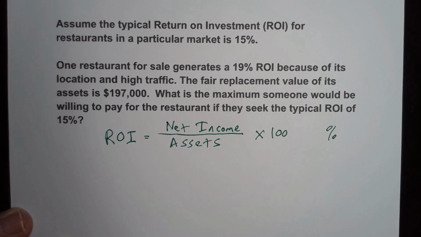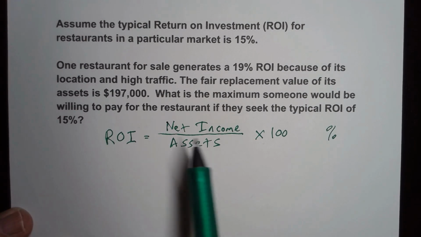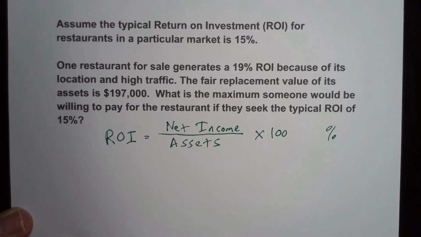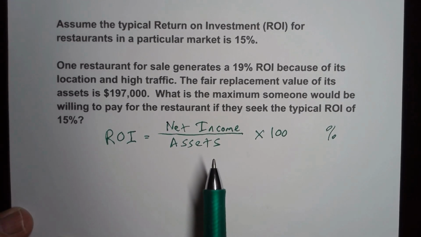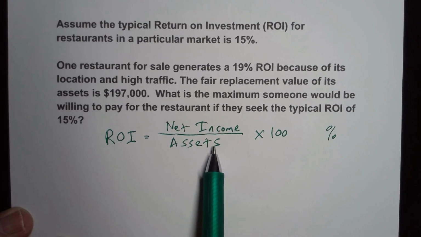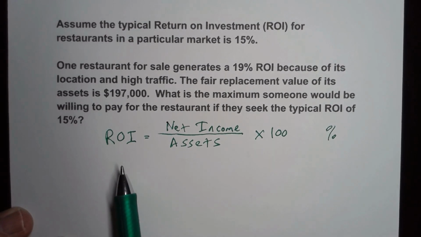If you think about putting your money in the bank, what percentage are you earning on it? If you're borrowing money, what percentage are you paying on it? So we want to convert ROI into a percentage. That's why, once we do this calculation, we would multiply by 100. So we've got the net income over the assets times 100 gives us our ROI.